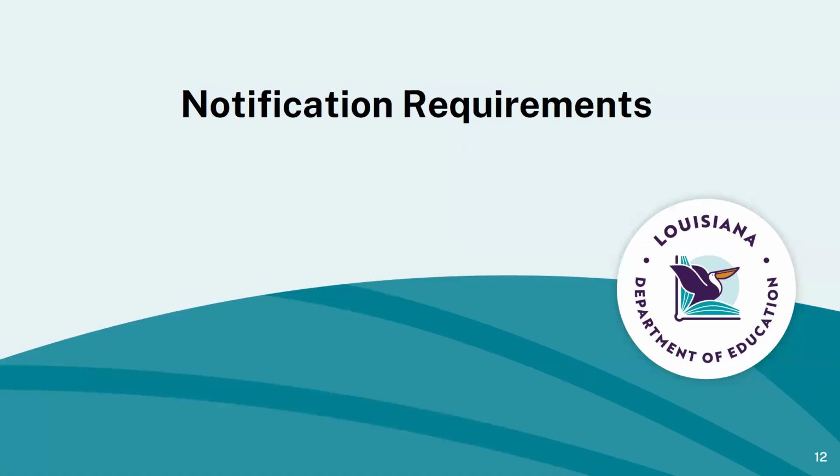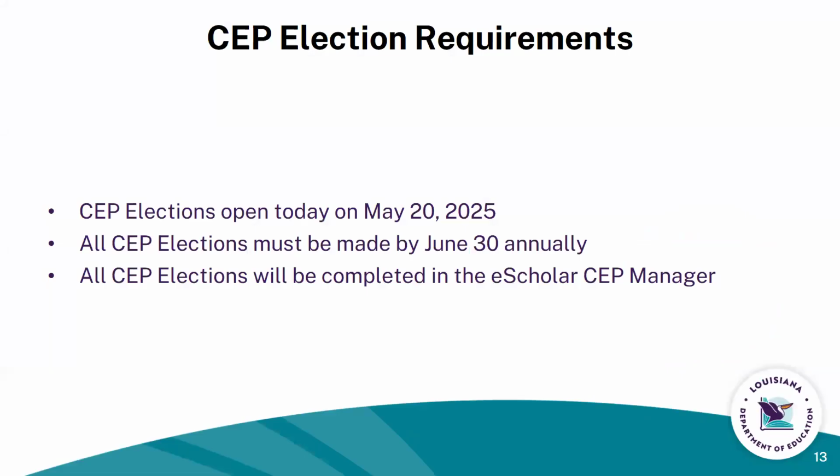Now we will discuss the notification requirements. So, CEP election requirements. CEP elections open today, May 20th, 2025. All CEP elections must be made by June 30th annually, and all CEP elections will be completed in the eScholar CEP Manager.